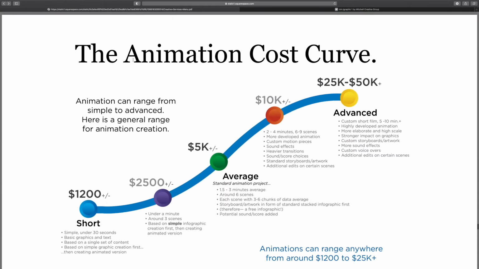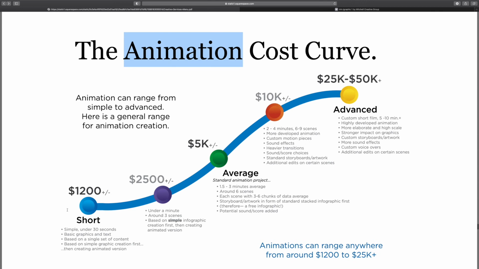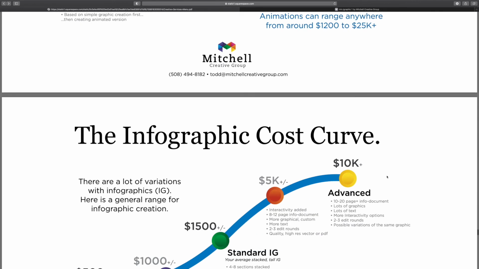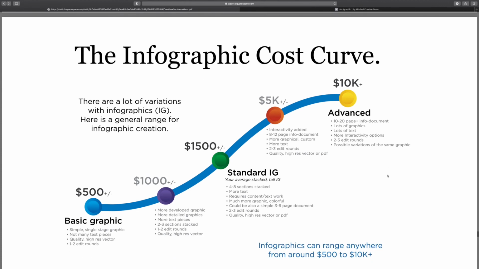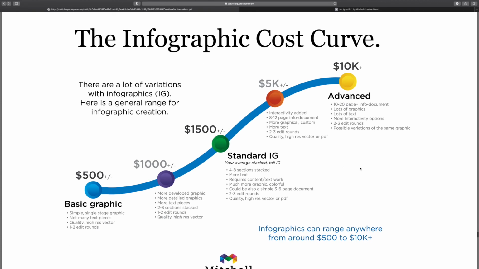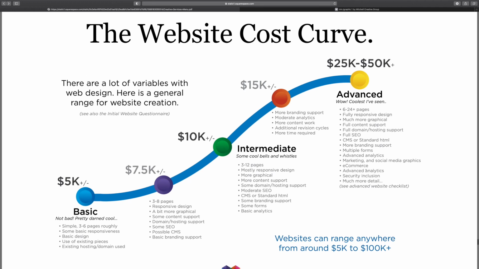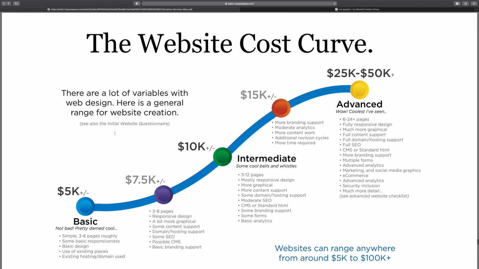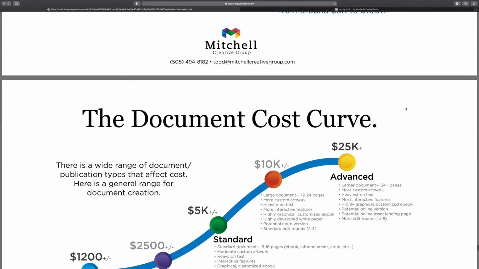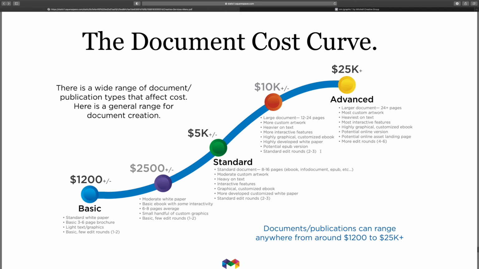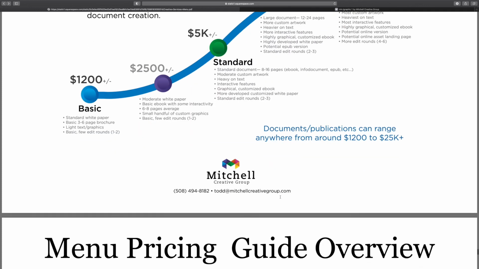I have an animation cost curve to give you a range, just to see the different prices. I have the infographic cost curve too, because that can vary quite a bit. I have the website cost curve. That's very popular these days because it goes everything from basic all the way up through advanced. That's where the website cost curve helps. Document cost curves, with white papers and those types of things, same thing.